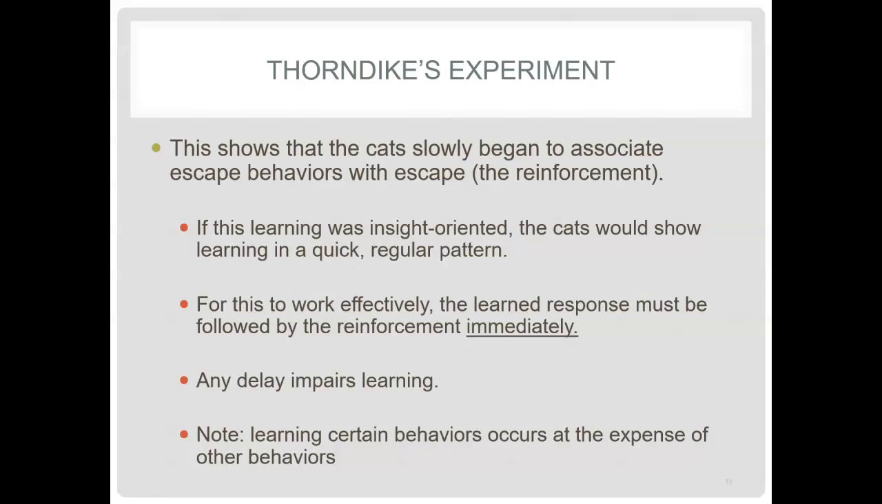So Thorndike wants the cat to figure out how to get out of the box. Cats don't like to be locked in boxes. And so for the cat, the reinforcement was getting out of the box. So this showed that cats slowly began to associate escape behaviors with escape. If this was insight-oriented learning, the cats would be out of that box pretty quickly. It would not take 60 trials, and they would get out of the box faster every time, to the point where it takes them 10 seconds, and then that's pretty much as fast as they can go.